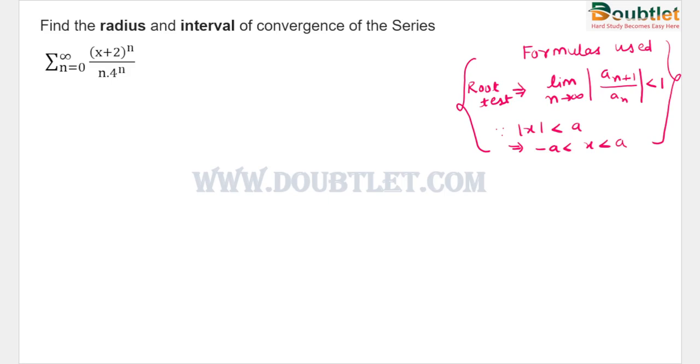Hello everyone. In this video we are going to learn how to find the radius and interval of convergence of the series. Here the series is given: (x plus 2) to the power n divided by n into 4 to the power n. To find the radius and interval of convergence of this type of series, we will use the ratio test. I have mentioned the ratio test here.